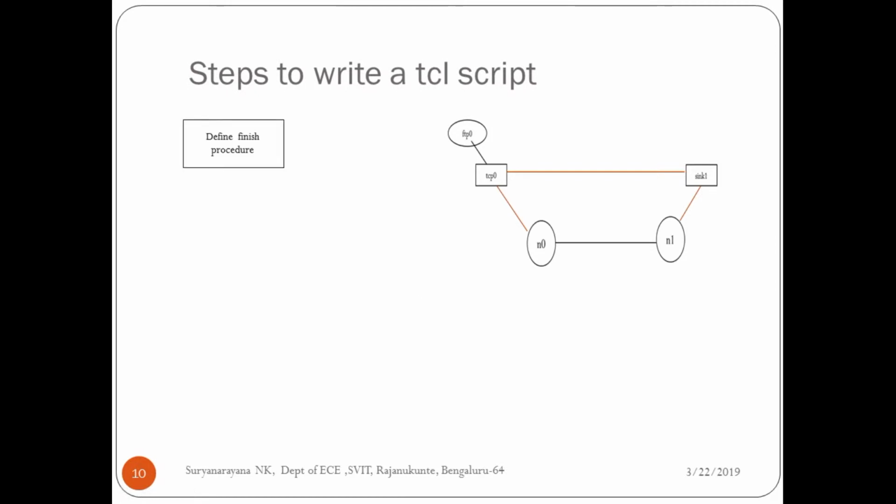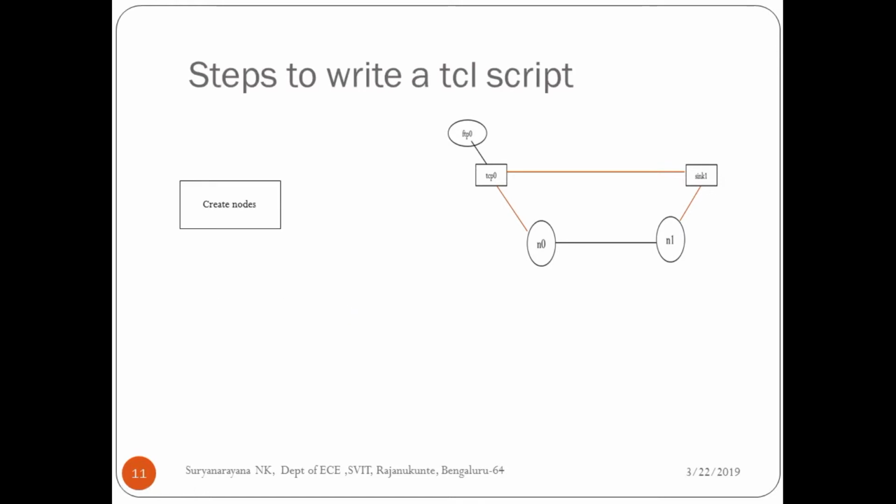Once NAM and trace file are created, it is time to define the procedure. It is followed with a keyword proc. Name is finish, and these are the objects which we have created outside this function. Therefore we need to declare it as global ns nf tf, and we need to clear the memory, and since the file is already available, we need to close the files and we need to execute the file from the known location.